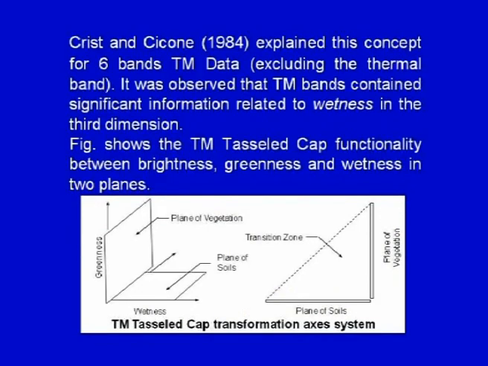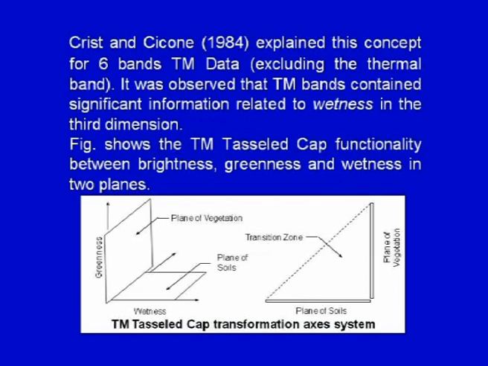With the advent of the TM data set, Crist and Cicone in 1984 extended this concept to the 6-band TM data set, excluding the thermal band. It was observed that the TM bands contained significant information related to wetness in the third dimension. The figure below shows the TM tasseled cap functionality between brightness, greenness and wetness in two planes.